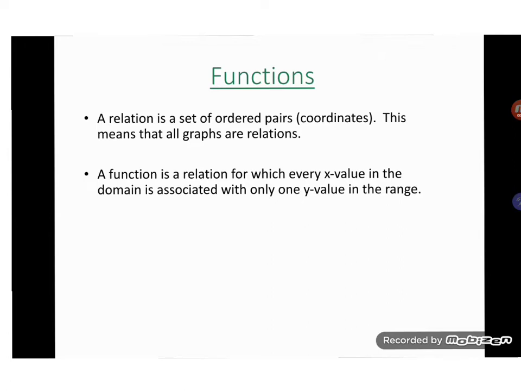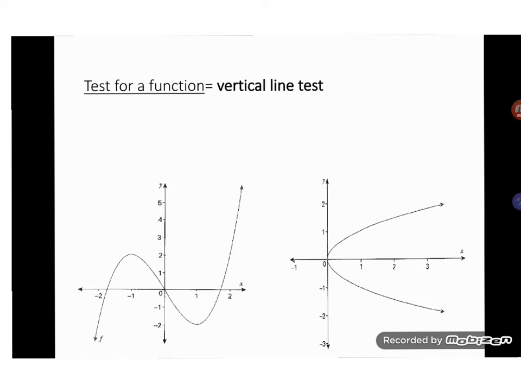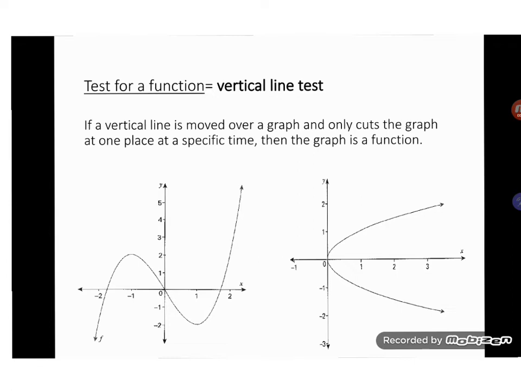So if you think about a Venn diagram, every input or x value will have only one specific output or y value. For each x, there's only one y. Then there's a test for a function, and it's called the vertical line test. If a vertical line is moved over the graph and only cuts the graph at one place at a specific time, then this graph is a function.